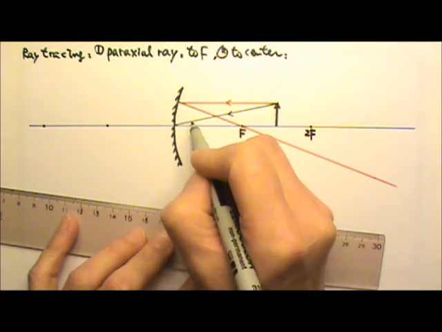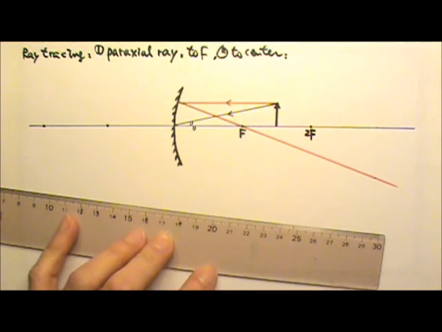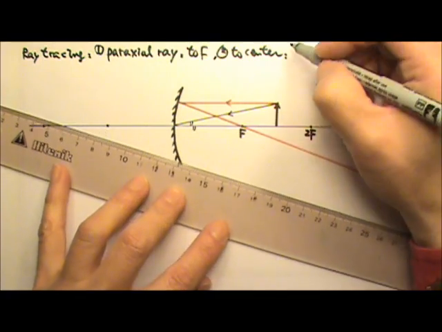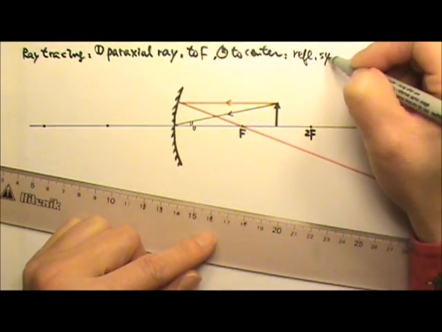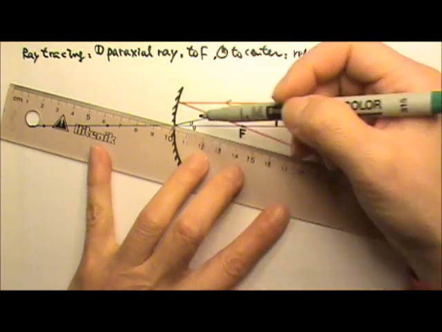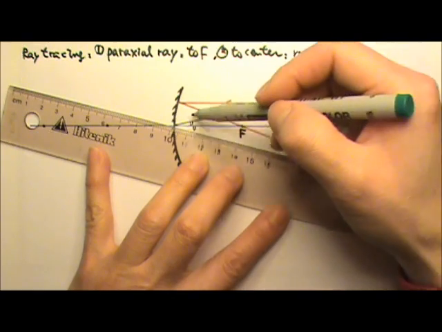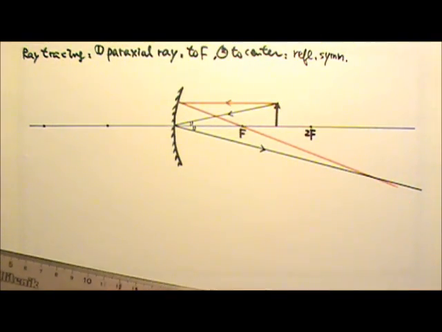Therefore, the reflection should follow the law of reflection. That means these two angles should be equal, which means this ray should be reflected symmetrically, symmetrical to the principal axis. So this ray would go like this. And these two rays would meet right over here, and that's where the image is formed.